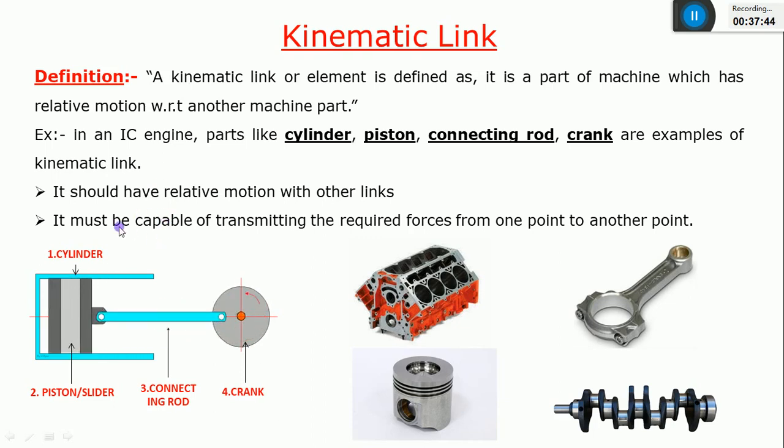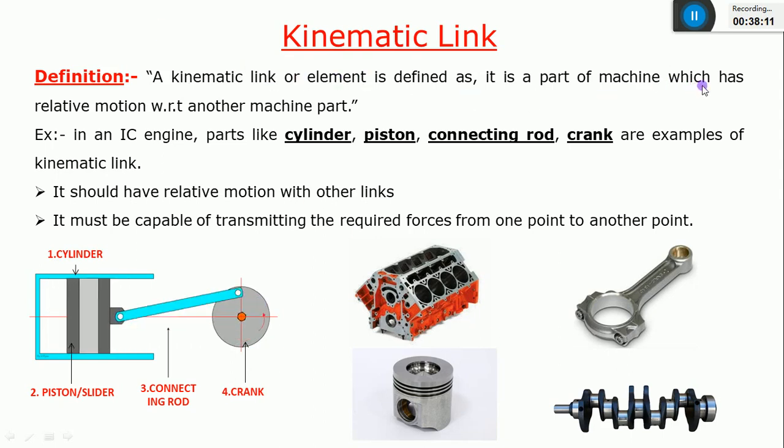Please take down. So, a kinematic link or element is defined as a part of a machine. You can consider any machine. You can consider lathe machine. Headstock is a separate link, and the tool post is a separate link. Guideways is a separate link, and tailstock. All are different links. A kinematic link or element is a part of a machine which has relative motion with respect to another machine part. These are the examples of kinematic links of an IC engine, and the two conditions which should be satisfied, then only you can call this a kinematic link.